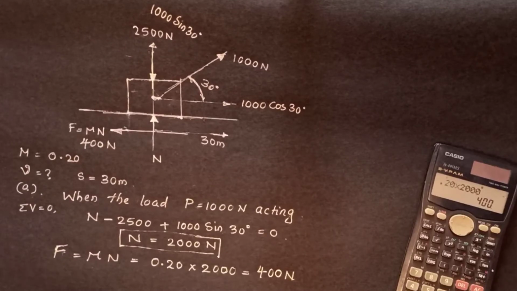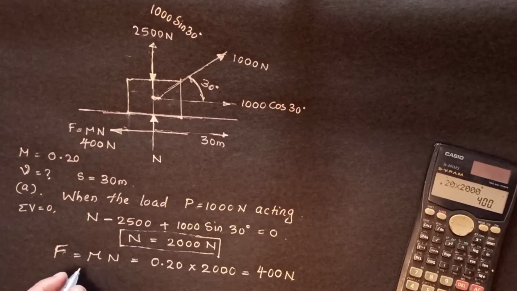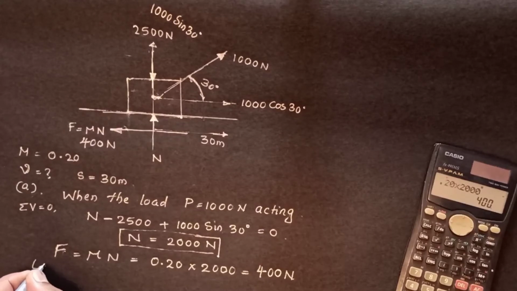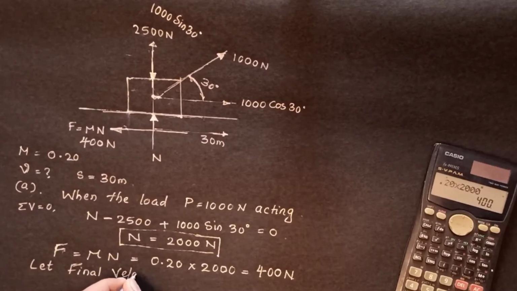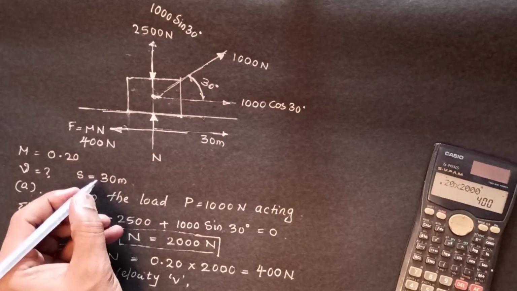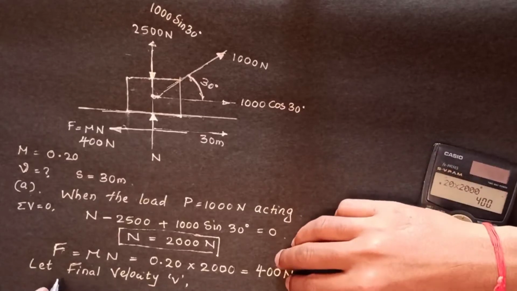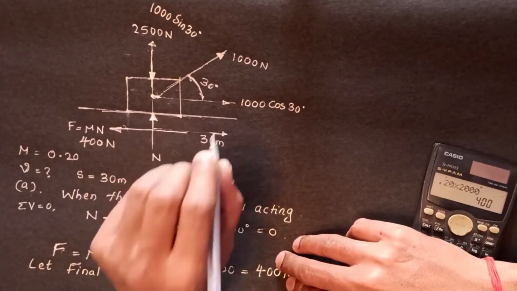Okay, so after that, there will be the initial velocity and there will be the final velocity. We have to define it now. Let V be the final velocity, and S is the displacement, as we already mentioned, that is 30 meter. Now apply the work energy equation for the horizontal motion.